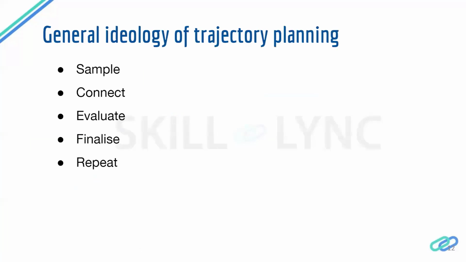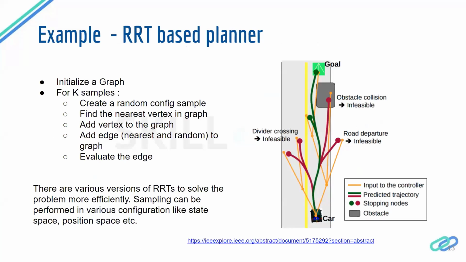So before we learn about trajectory planning, let's remember these five points. How does it work? First, you sample. Next, you connect the samples. Then you evaluate the samples to see if they are fine. Then you finalize one of the samples. And in the end, you repeat the process again and again. So let's look at one of the trajectory planners, which is an RRT based trajectory planner.